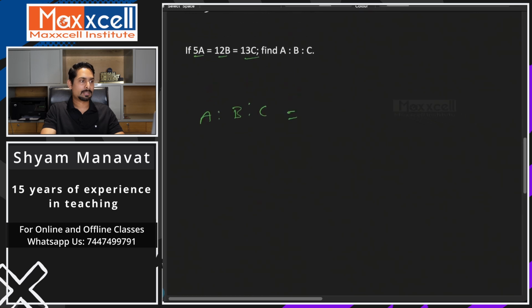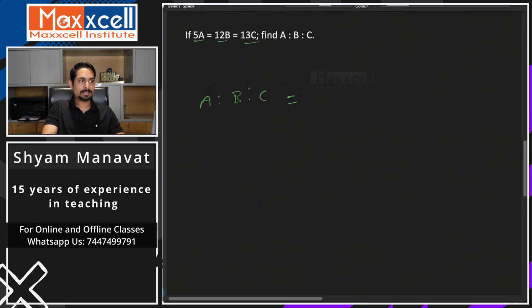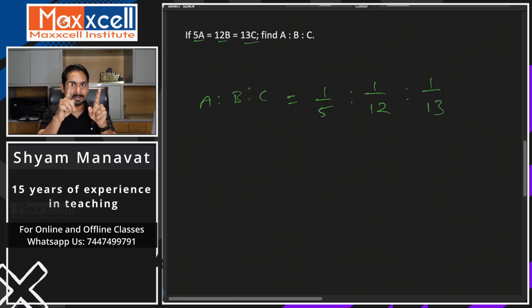So how do you do that? So when you have 5A, so for A you are going to write 1 upon 5. When you have 12B, then for B you are going to write 1 upon 12. When you have that is equal to 13C, so we are going to write 1 upon 13. Okay, you also have to understand which method has to be applied in which situation.